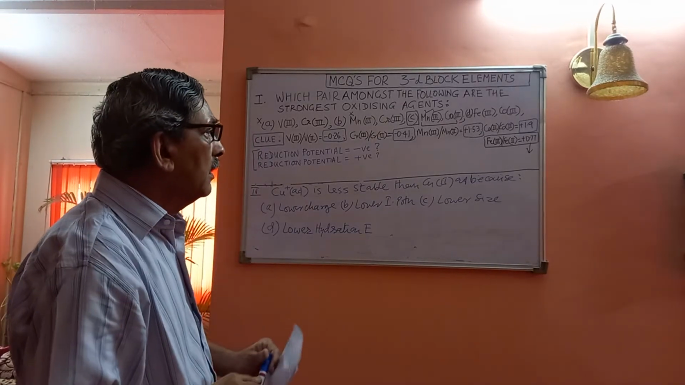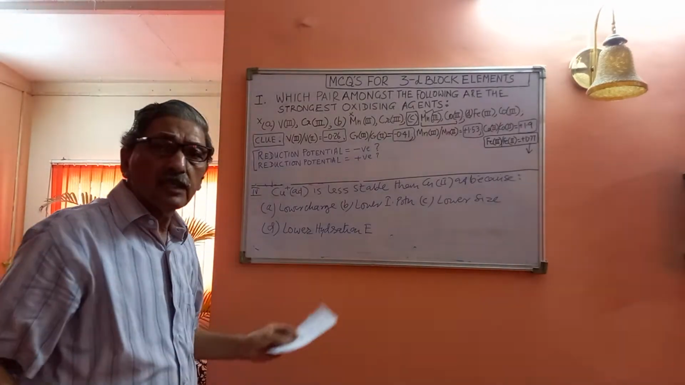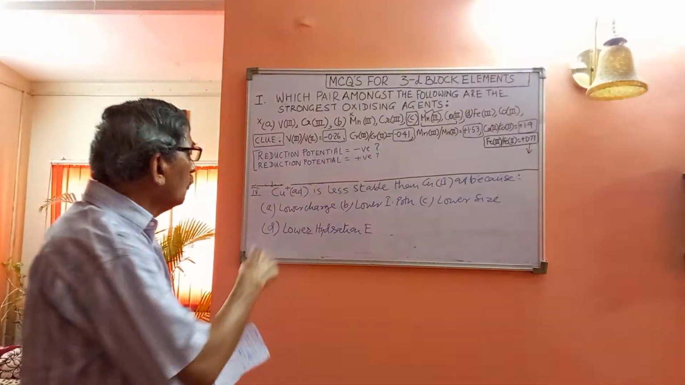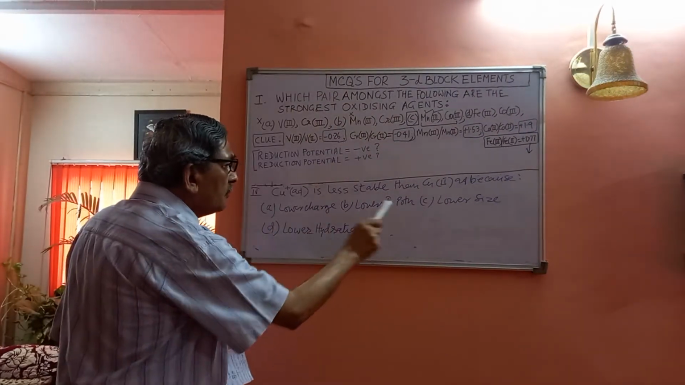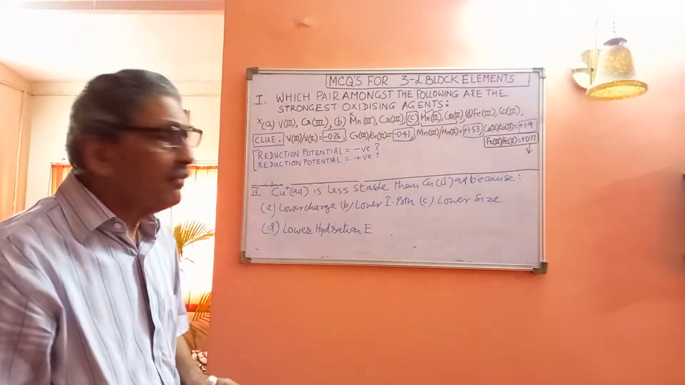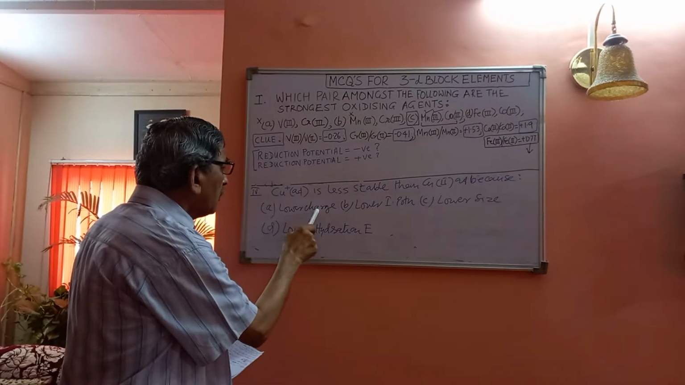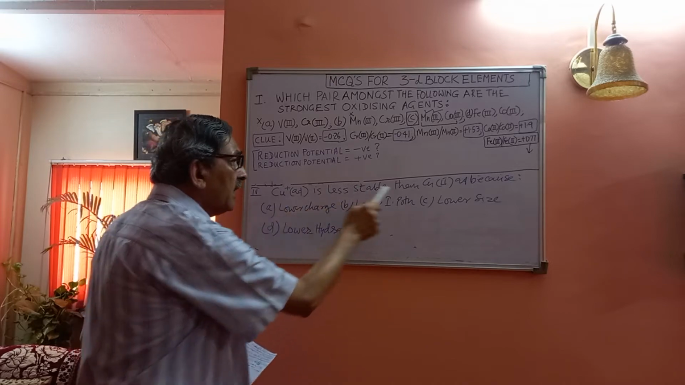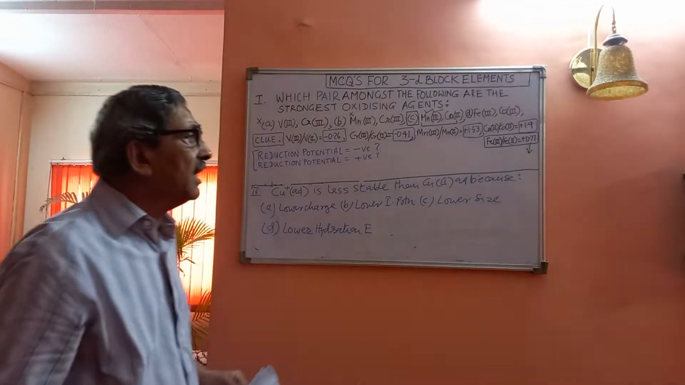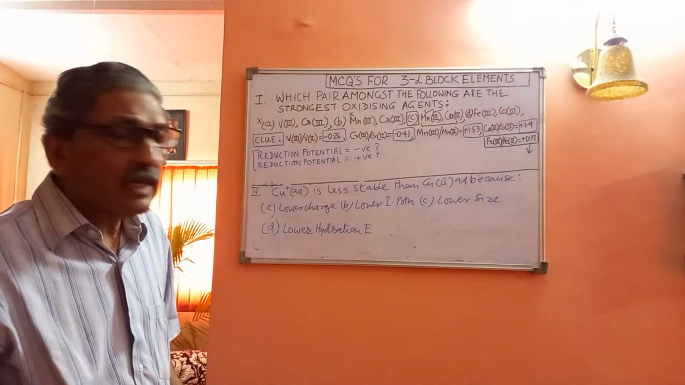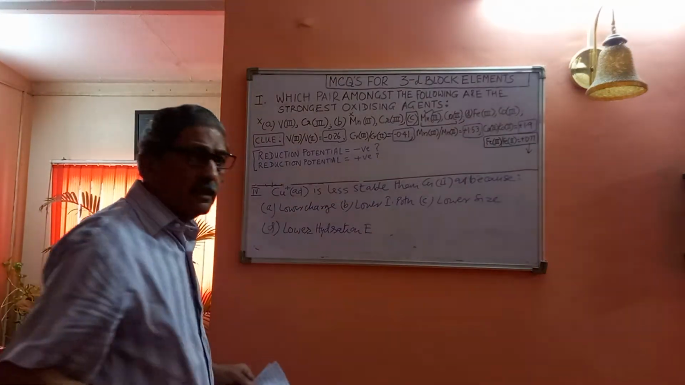That means if we want to answer this question, we need to understand each of these choices clearly. When we say whether this choice is correct or not, copper plus has lower charge. Yes, that's correct. Copper plus has lower charge than copper 2. That is correct. But is it the right answer?